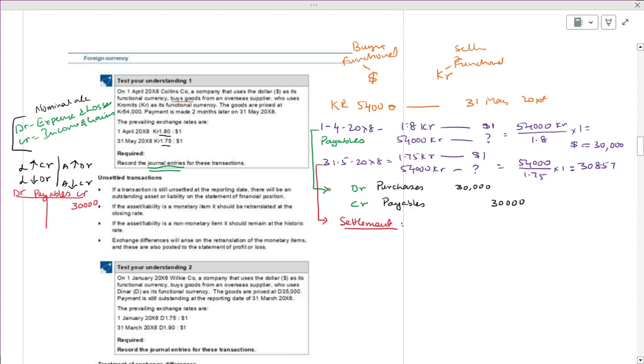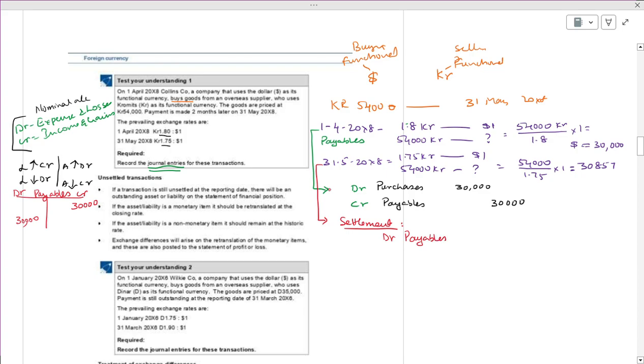How much? $30,000 you have to pay. There is no doubt on that. Now how much are you settling down? More or less? More. Now when you settle down, your liability will get cancelled. Your liability decreases, so these payables will be debited.